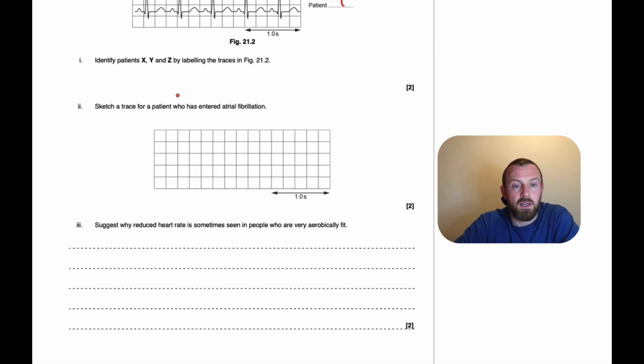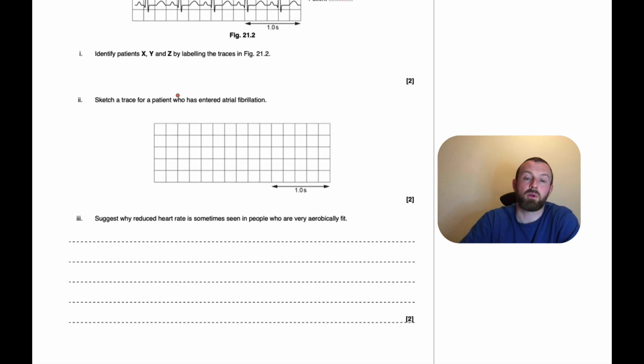Okay. Then it says sketch a trace for a patient who has entered atrial fibrillation. So atrial fibrillation is kind of like a mini heart attack, I guess. So not all of the heart is fibrillating, which is kind of what it is when it's a heart attack, but just the atria are. So the ventricles still have the normal contraction, but the atria sort of part of it is all messed up.